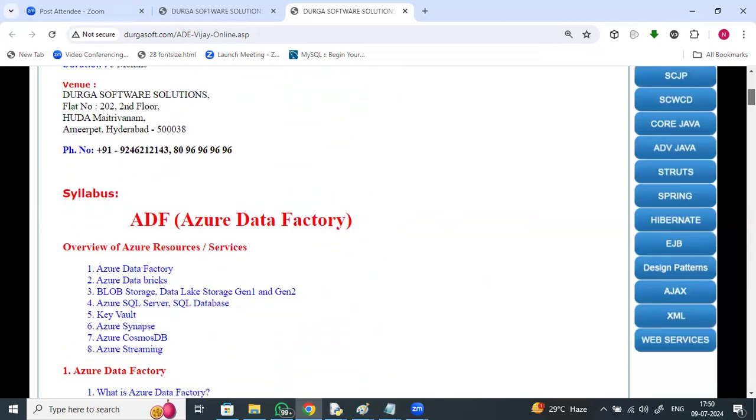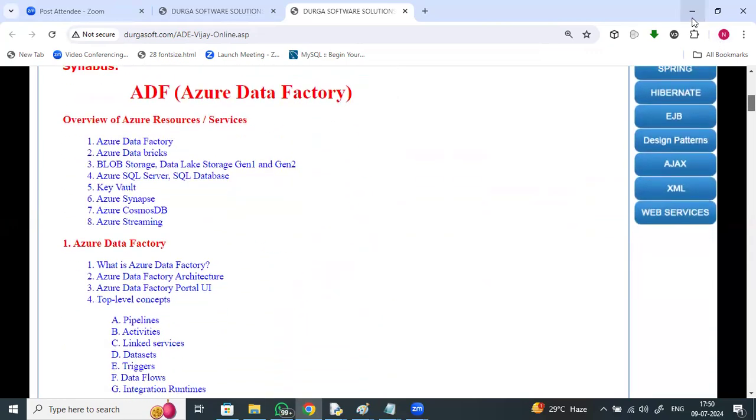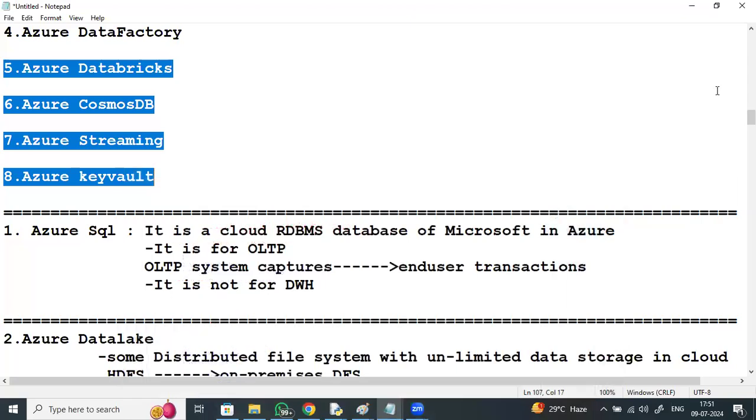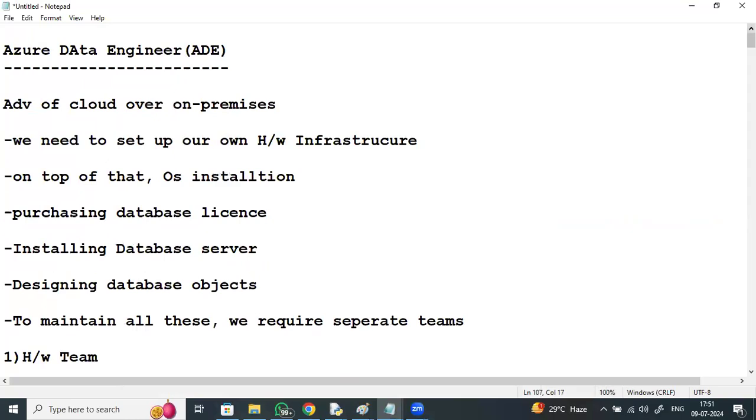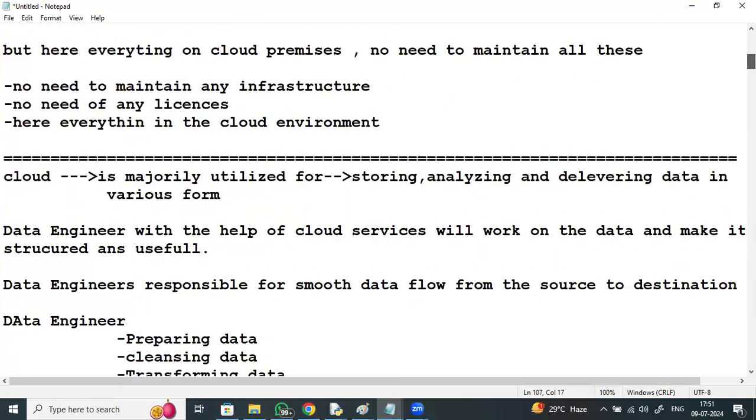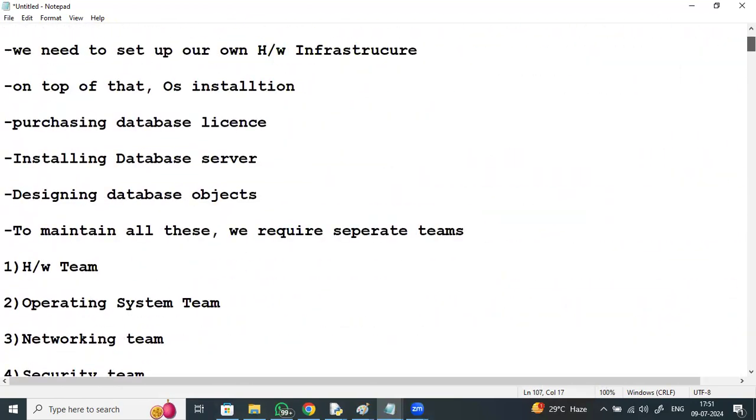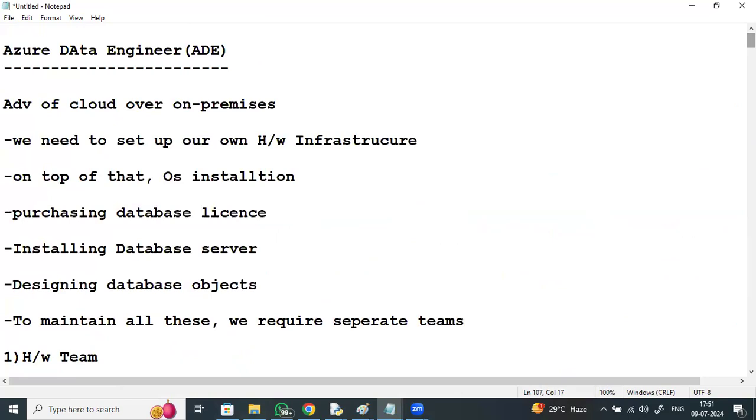So for people who want only ADF, it will be like 1.5 months, and for people who want total Azure data engineering, right? Azure data engineer, this entire ADF, ADB, and Azure Synapse takes nearly 2.5 to 3 months. The fee structure for ADF is 5,000, and the fee structure for the full data engineering course is 12,000, right?